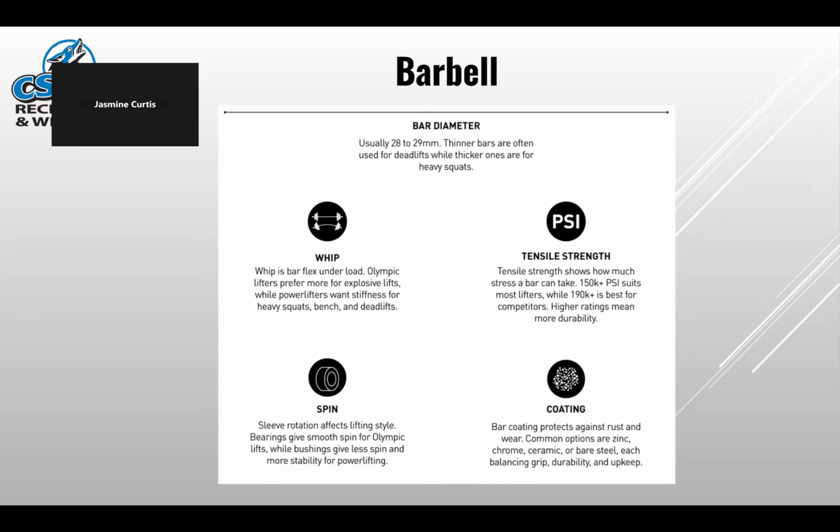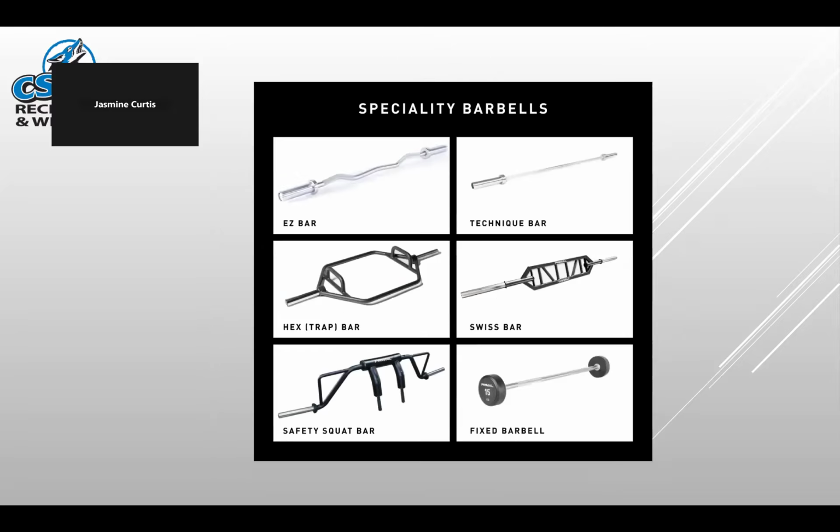And then coating, there's a lot of different types of coating. Bar coating protects against rust and wear. Common and good options for bar coating are zinc, chrome, ceramic, and bare steel. Each of them has a different grip, durability, and upkeep. Some of them require a lot of upkeep, so just make sure you do your research.